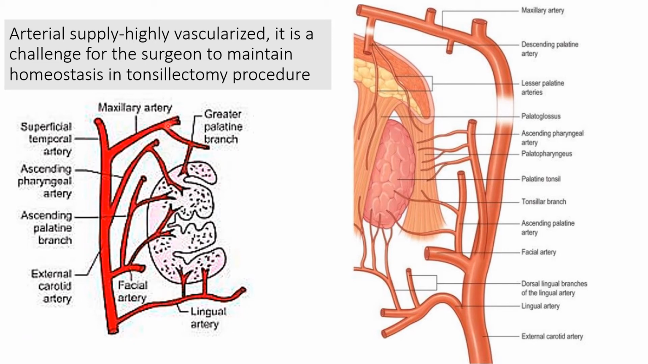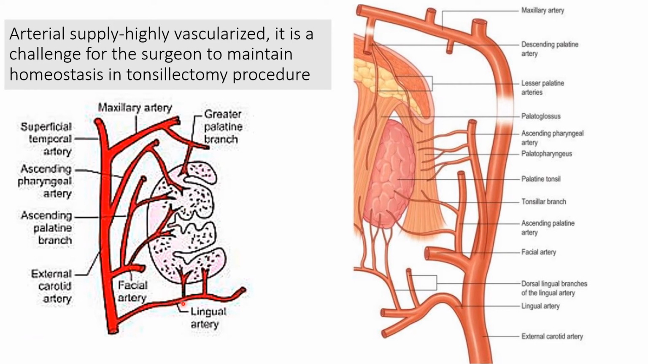The branches from the maxillary artery, the greater and the lesser palatine arteries, also give branches to the tonsil from the upper pole, whereas the lingual artery supports the supply from the lower pole. And all these branches, mostly the branches from the facial artery, pierce the superior constrictor muscle and enter into the substance of the tonsil from the lateral aspect, piercing the hemicapsule.